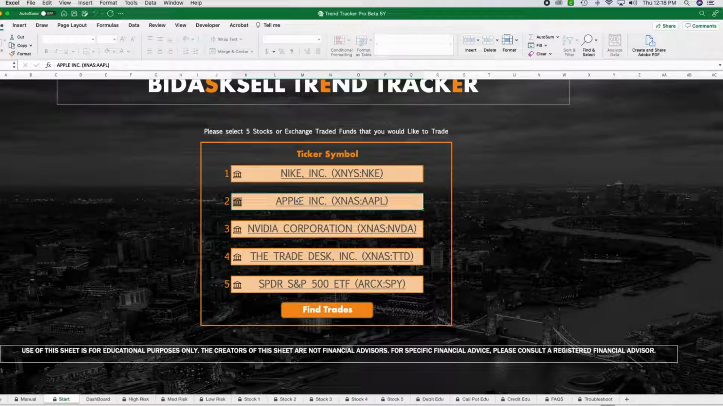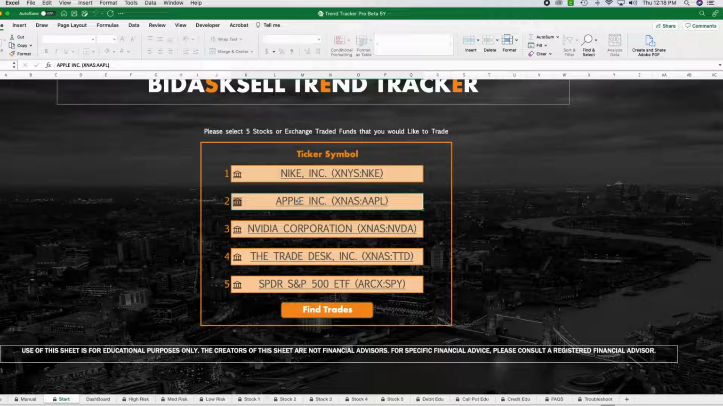Now, the second side note is that when entering the stock information on the start page, you will always want to type over the information instead of deleting it. Microsoft Excel has this weird thing that if you delete the information in the cell, it forgets the type of data that is in the cell.